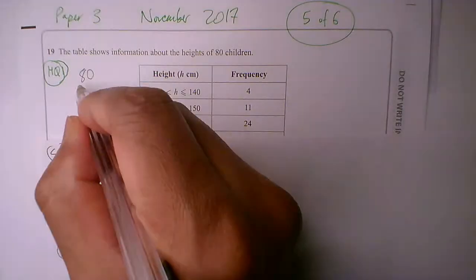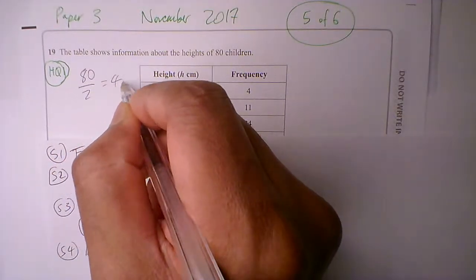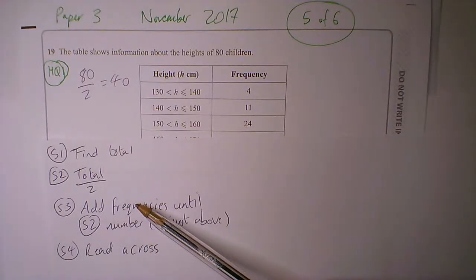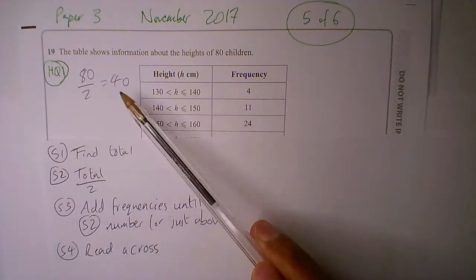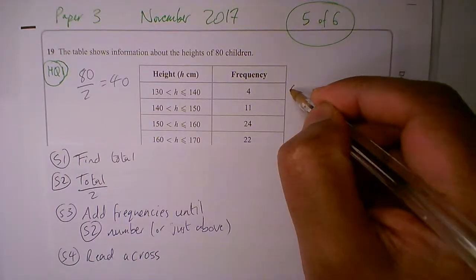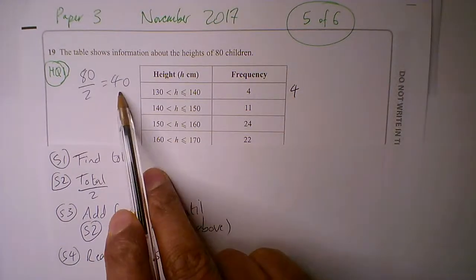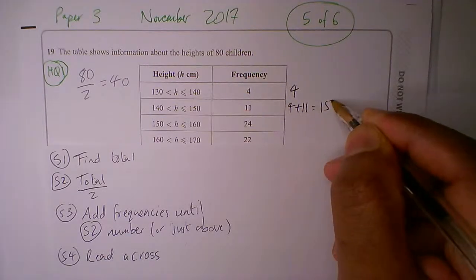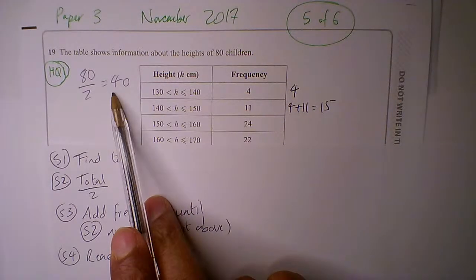Step 2, I divide the total by 2, gives me 40. So again, same numbers. It's a good coincidence. Step 3, I add my frequencies until I get to the answer from step 2, which is 40 or just above. So I'm going to start off with 4. That's below 40. Keep going. 4 plus 11 equals 15. 15 is below 40. I'm going to keep going.